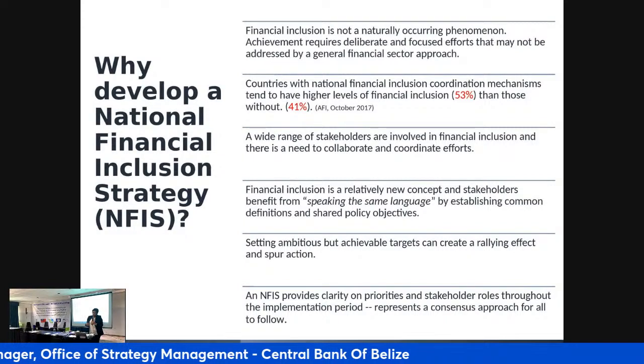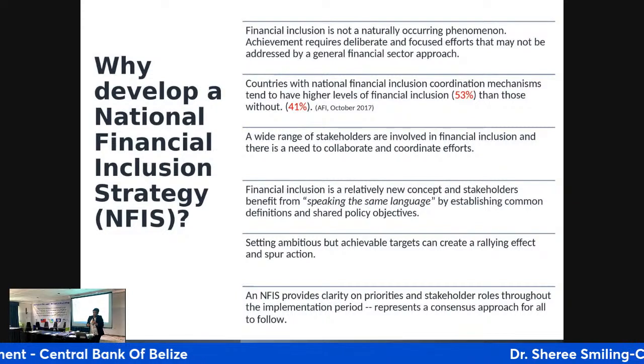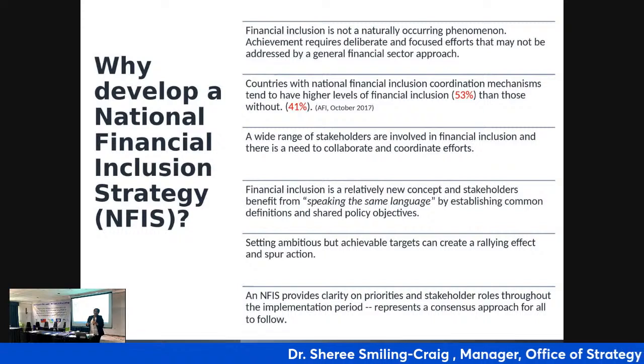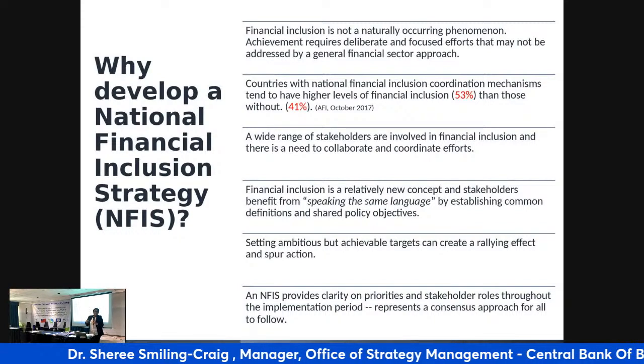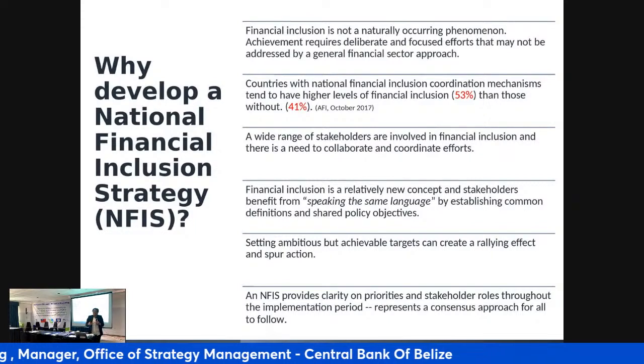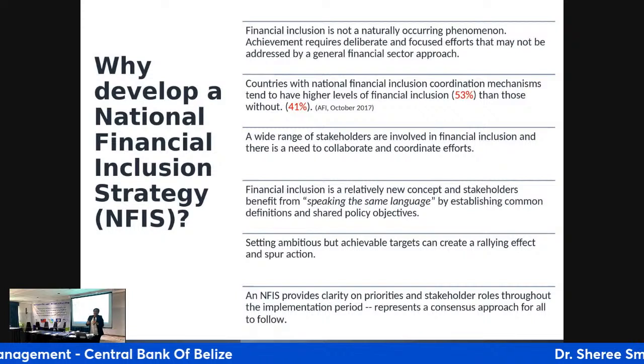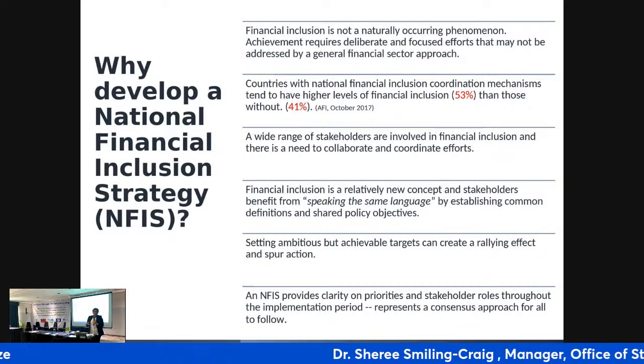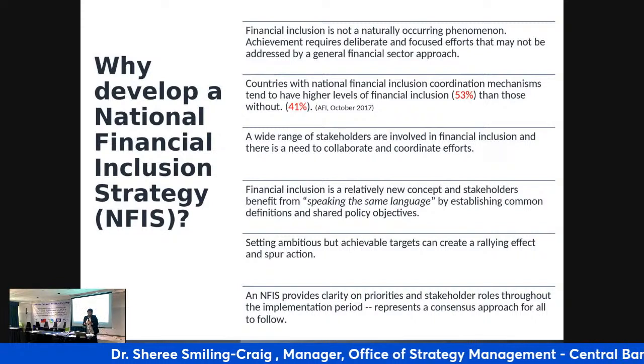So we needed to set ambitious but achievable targets. We needed to have that rally cry, and we started with that. We needed to get the public sector involved. We needed to get the banks involved. We needed to get the education institutions involved. So we started that rallying cry. Listen, we need this. Our country needs this. So that's one of the reasons that we started on the development path.